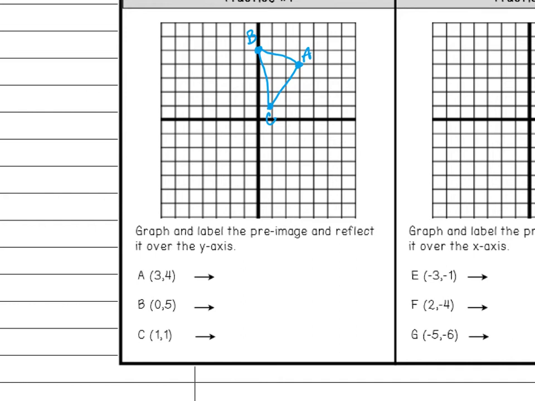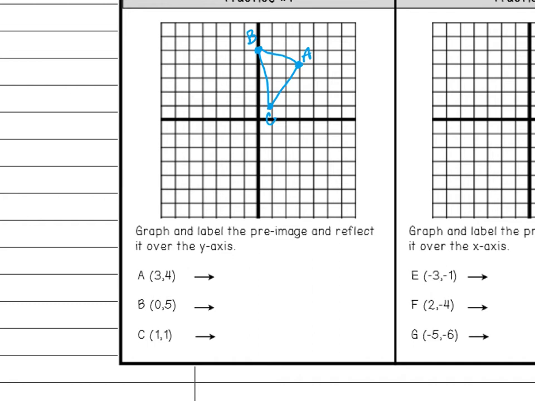Highlight the axis they want me to go over. If you don't have a highlighter, draw squiggly, however you want, so you know which axis you're reflecting it over. So I'm reflecting it over this one. How far away is A? Well, it's 3 away on this side. That means it's got to be 3 on the other side, right? 3. And it's up 4, so it's got to be right there.